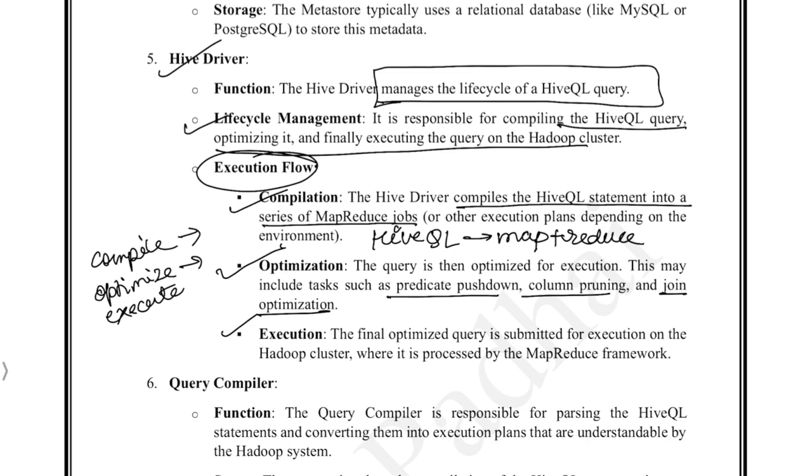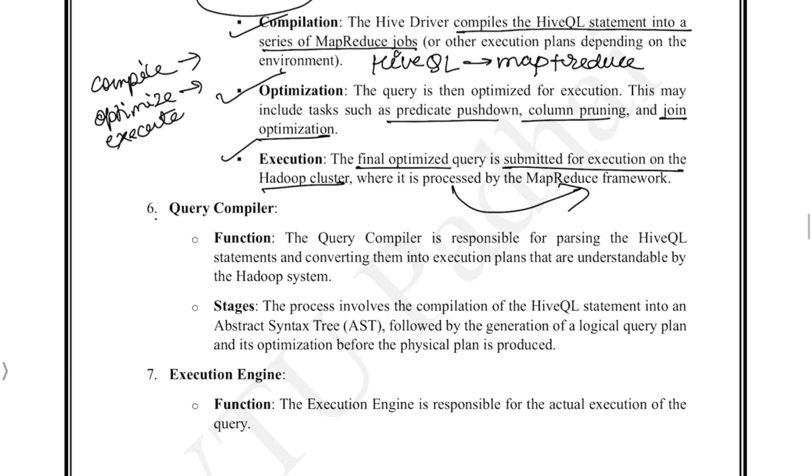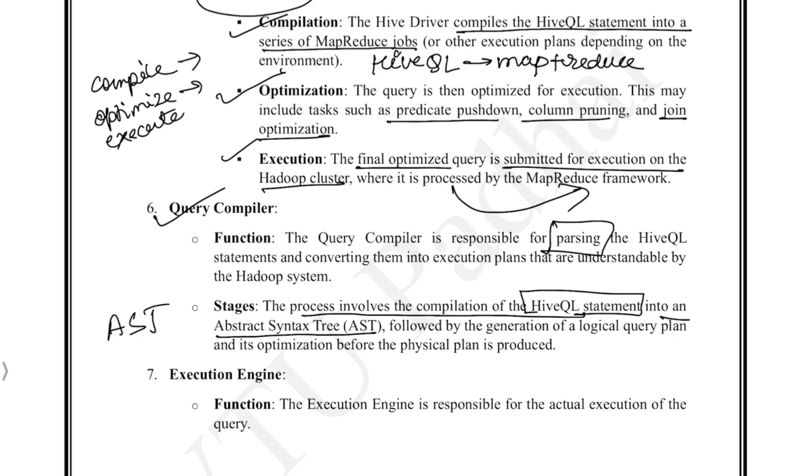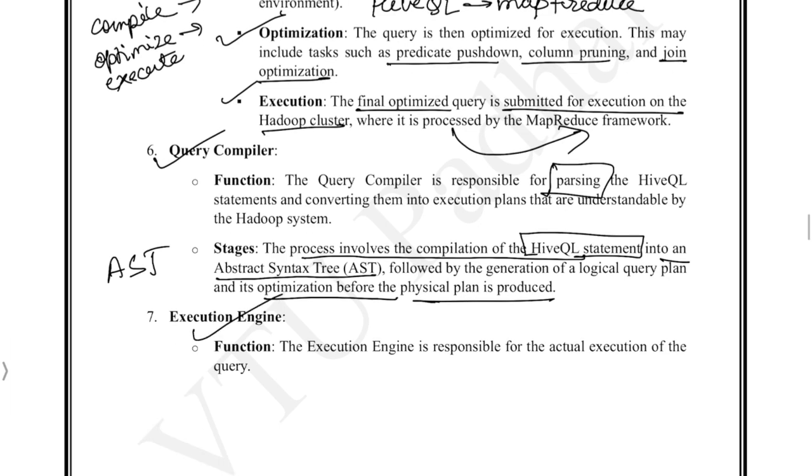Okay. Execution: the final optimized query is submitted for execution in a Hadoop cluster where it is processed by the MapReduce framework. Next, you have the query compiler. The name itself says it mainly helps in parsing techniques, where the process involves compilation of the HiveQL statements. Whatever HiveQL statements you have written are converted into an abstract syntax tree, your AST, and then it is applied for optimization before the result is produced. Once done, it is sent to the execution engine.